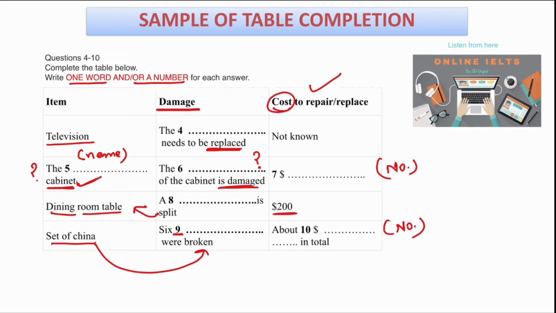And here they are asking about the dash in total. So you have to write the total amount of damage that occurred to the set of china. So I have explained everything in detail, how you have to mark your keywords and how you have to do the prediction part. Now it's time for you to listen to the audio carefully and mark your correct answers.